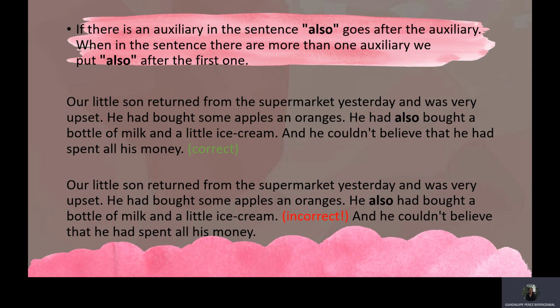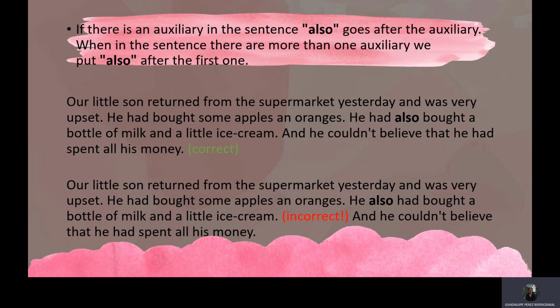For example, our little son returned from the supermarket yesterday and was very upset. He had bought some apples and oranges. He had also bought a bottle of milk and a little ice cream. And he couldn't believe that he had spent all his money. As you can see, he had also bought. We can see the use of also between the auxiliary verb and the main verb.